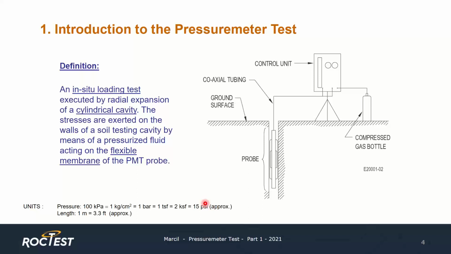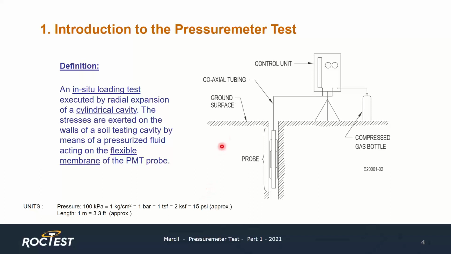The stresses are applied on the ground with pressurized fluid through a flexible membrane, which is covering the pressure meter probe. The aim of this test is to obtain information on the stiffness and on the strength of the ground by measuring the relationship between the radial pressure applied to the ground and the resulting deformation.